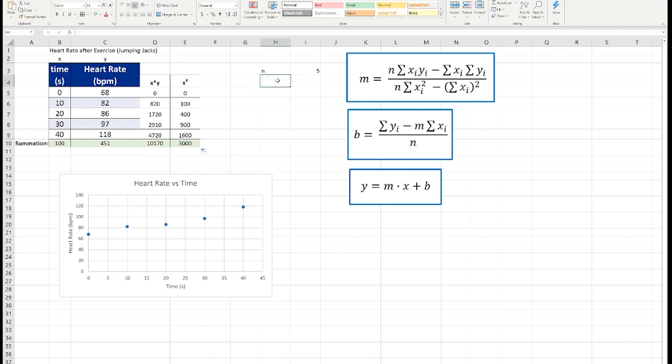So I'm going to put a label here for M, and I'm going to start my equation. Notice how my numerator and my denominator both have 2 separate terms that are subtracted.